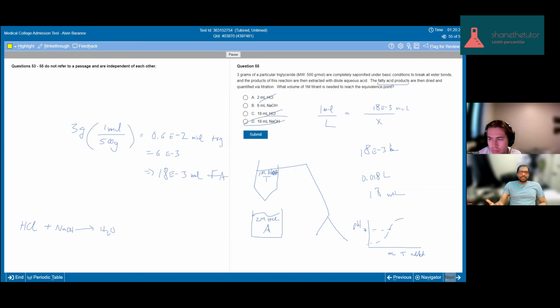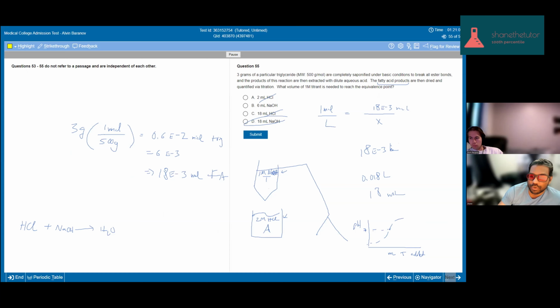This is a strong acid titrated by a strong base, and each molecule of HCl would be neutralized by each molecule of NaOH. So is the equivalence point going to be when this turns into 2 molar or this turns into 1 molar? No, because molarity is moles over liters, and you can change the molarity by changing the volume, right? So it's not going to be molarity that's equal, but moles that are equal at the equivalence point.